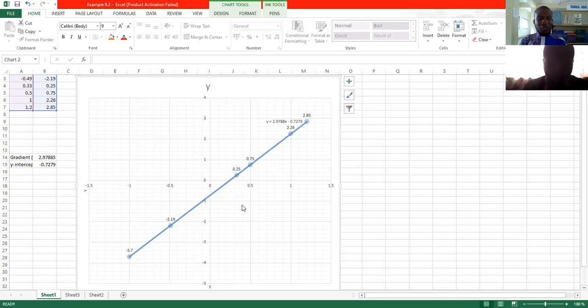The next thing we'll be doing is to find the gradient of this line. So I decided to choose this point here. Can you see my cursor? Yes. The x value being -0.5 and the y value -2.19. Then the second one I would like to pick is 1 and 2.26. All right, let's go back to the board for the calculations.